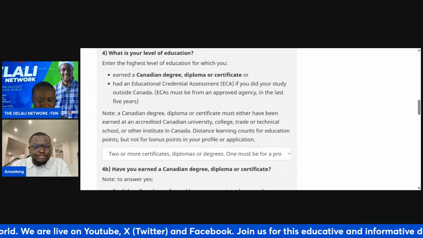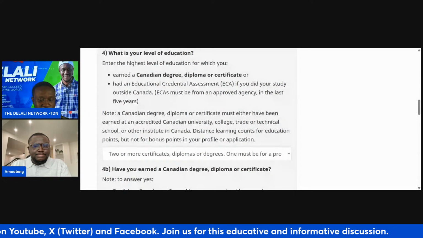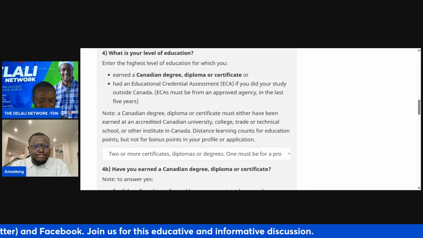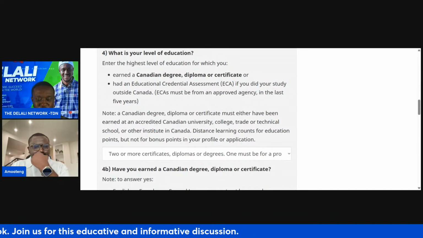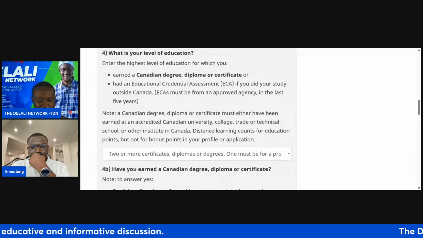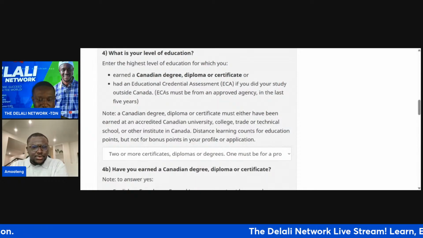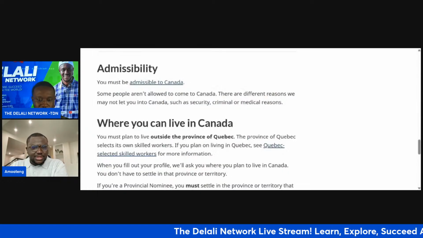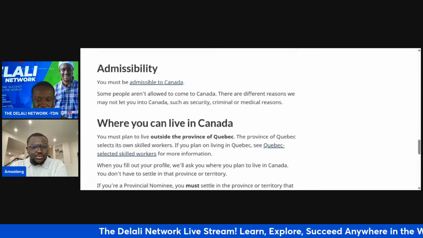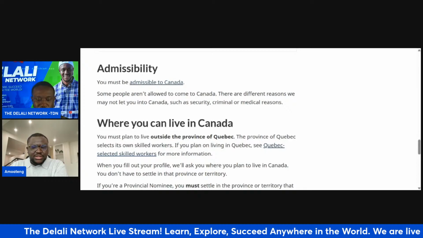Then another thing I've noticed is they also spoke about admissibility, if you want to apply for the Canadian Experience Class. So if you can touch on what is meant by admissibility.